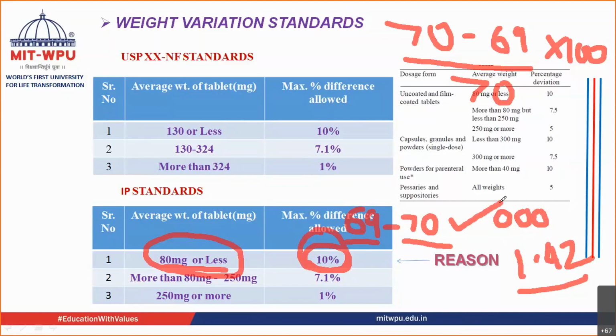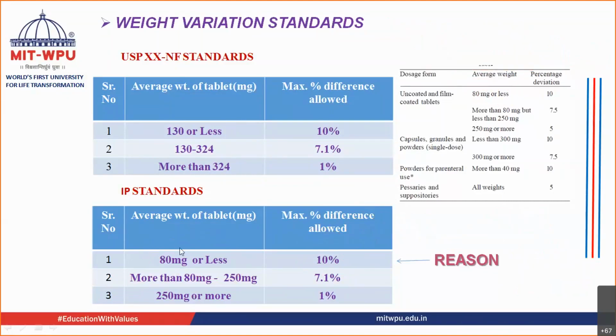Clear till here? So that is about the percentage deviation allowed in case of 80 milligram or less. Now let us assume that the tablet size has increased. Your tablet is of bigger size. It lies between 80 milligram to 250 milligram. That is the average weight of the tablet. In this case, the percentage variation that is allowed is 7.1%.